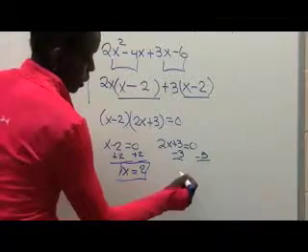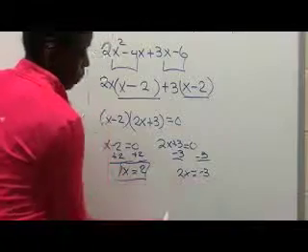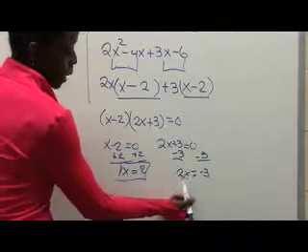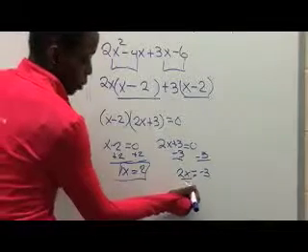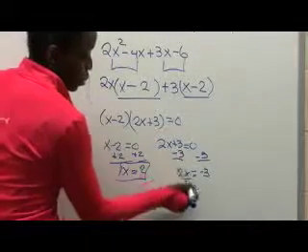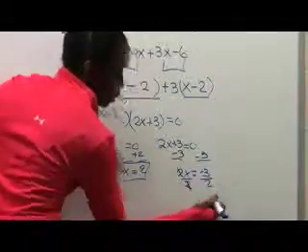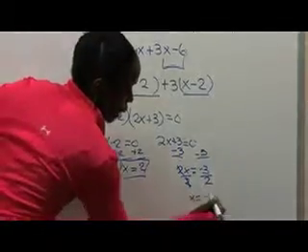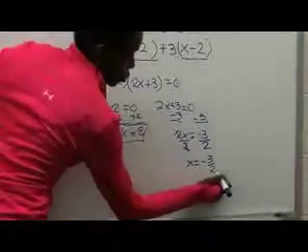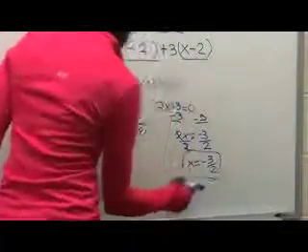So what's remaining is 2x is equal to negative 3. Now here, since we're multiplying by 2, to get rid of it, we'll divide by 2. 2 divided by 2 gives us 1, but whatever we do on this side, we must also do on the other side of the equation. So x is equal to negative 3 over 2. So these two are our solutions.